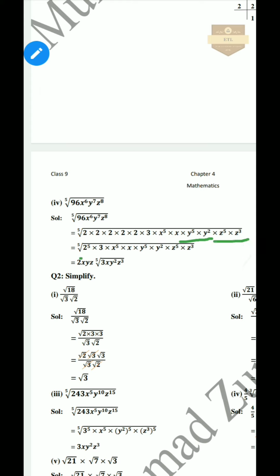Now in the next step we can write it as 2 power 5 multiplied by 3 x power 5 multiplied by x multiplied by y power 5 y power 2 into z power 5 z power 3. So the powers of 2, x, y and z will cancel the fifth root and it can be written as 2 into x y z fifth root of 3 x y square z cube, which is our answer.